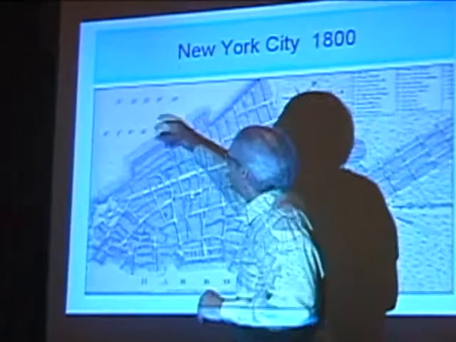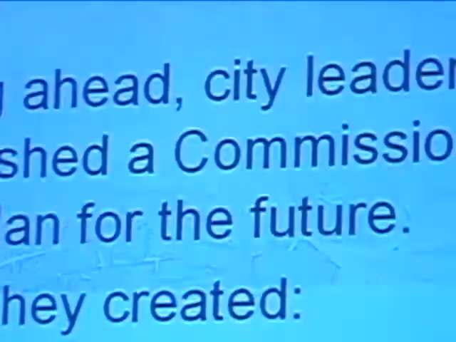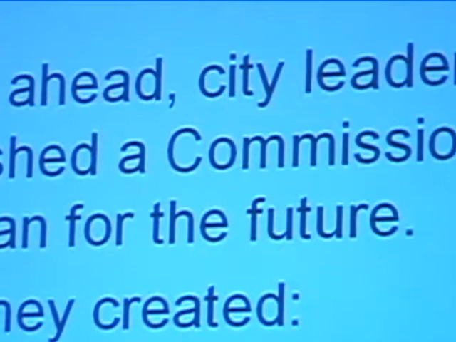This is New York City in 1800. I think this is Broadway, the North River or the Hudson River. Again, you've got a ship. I think Wall Street's over here. It's a quaint little city, and it was really nice, with cul-de-sacs. I think we go to Europe to visit places like this now, but in any case, the city leaders at the time, thinking ahead, established a commission to plan for the future. They created the Commissioners' Plan of 1811.